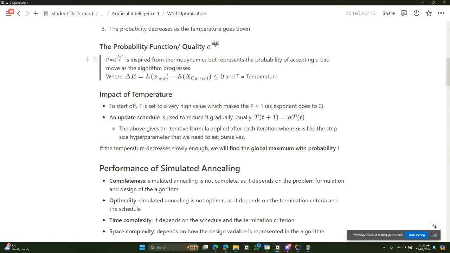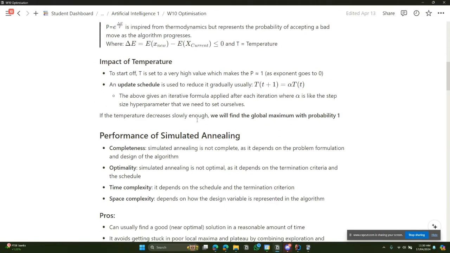Where delta E is equal to the E of, kind of like an energy, not energy, but kind of like how good it is, E of X new minus E of X current, which is less than or equal to 0. So basically, that's what this is. It's evaluating how good a neighbor is compared to the current solution, and then T is the temperature, obviously. So that's how this function works.